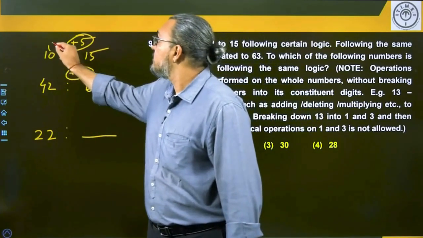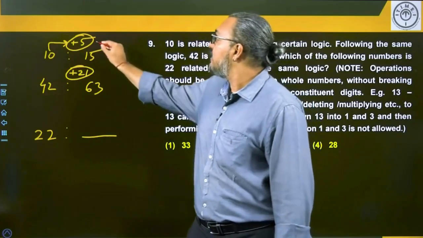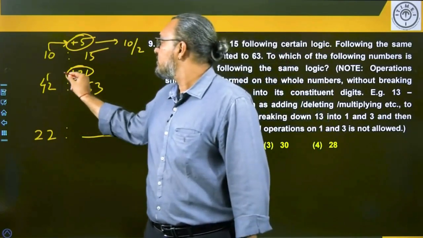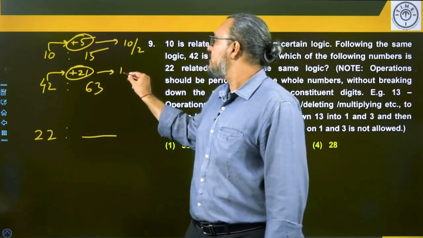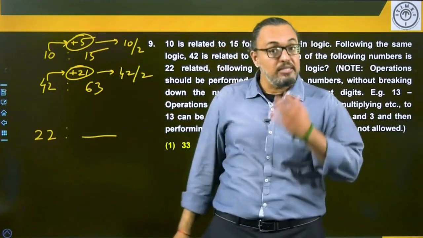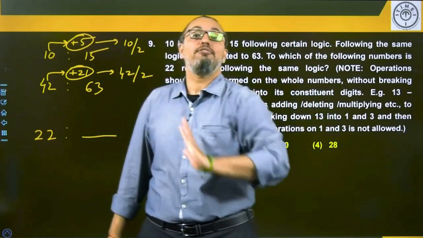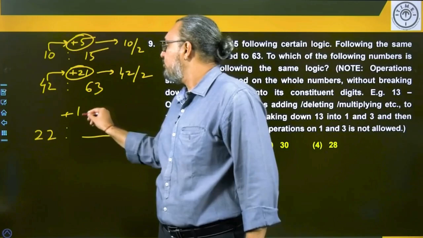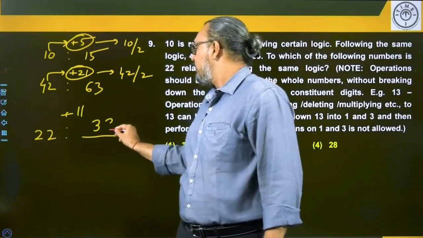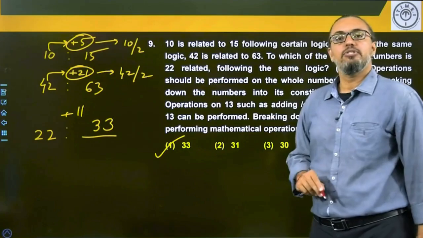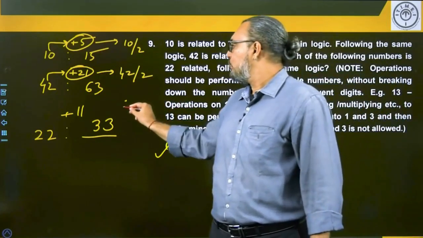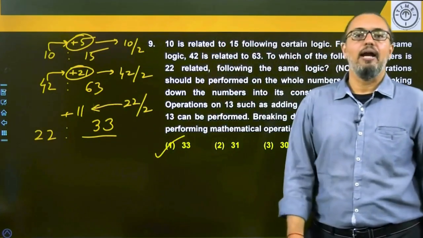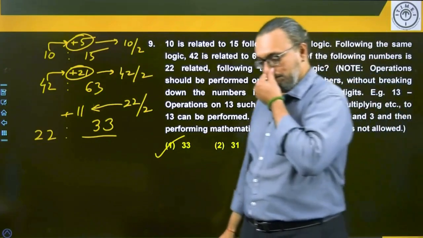But if you focus from here to here, can I say this plus 5 is nothing but 10 by 2? And again, from here to here, this 21 is nothing but 42 by 2. So basically, you are adding half of the first number to get the second number. Here you take half of 22, which is 11, add it, and you get 33, and that is there in the first option. So you do 22 upon 2, get 11, and add that.